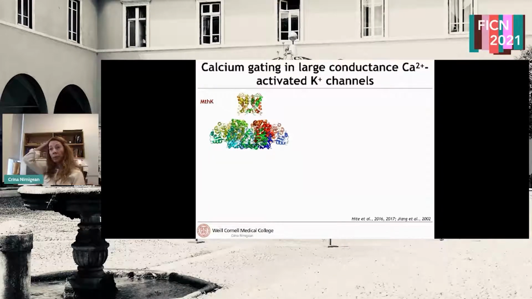We have been trying for a while now to figure out the location of the calcium gates, where the channel responds to calcium in large conductance calcium activated potassium channels. There are two members of this large conductance calcium activated K channel family. One of them is MTHK, a prokaryotic channel whose structure was determined a long time ago in 2002 in the McKinnon lab.